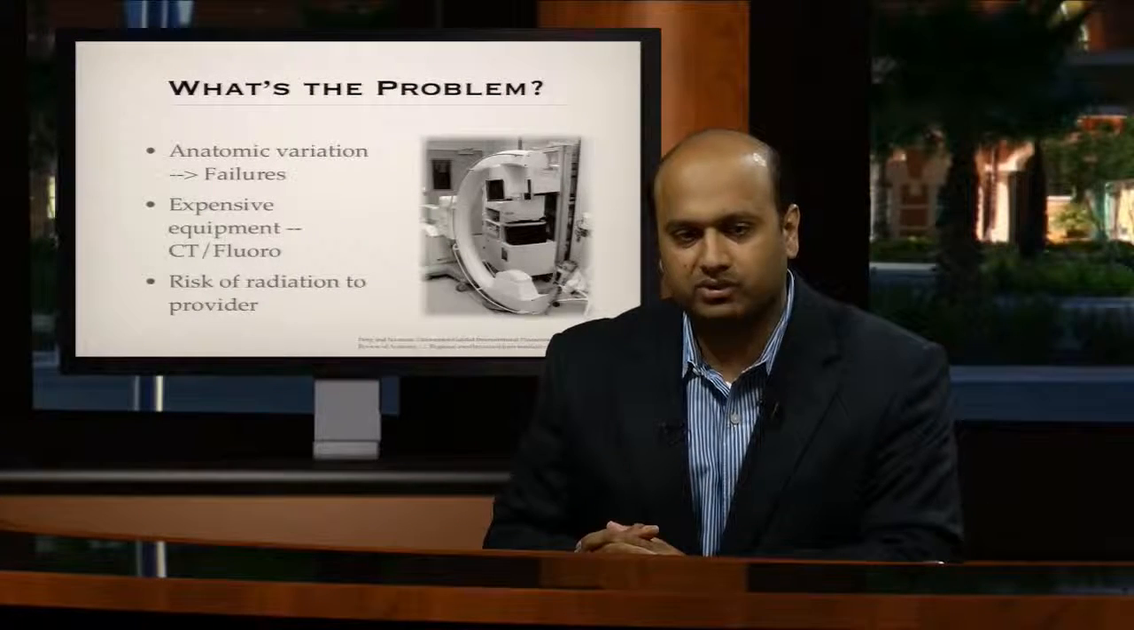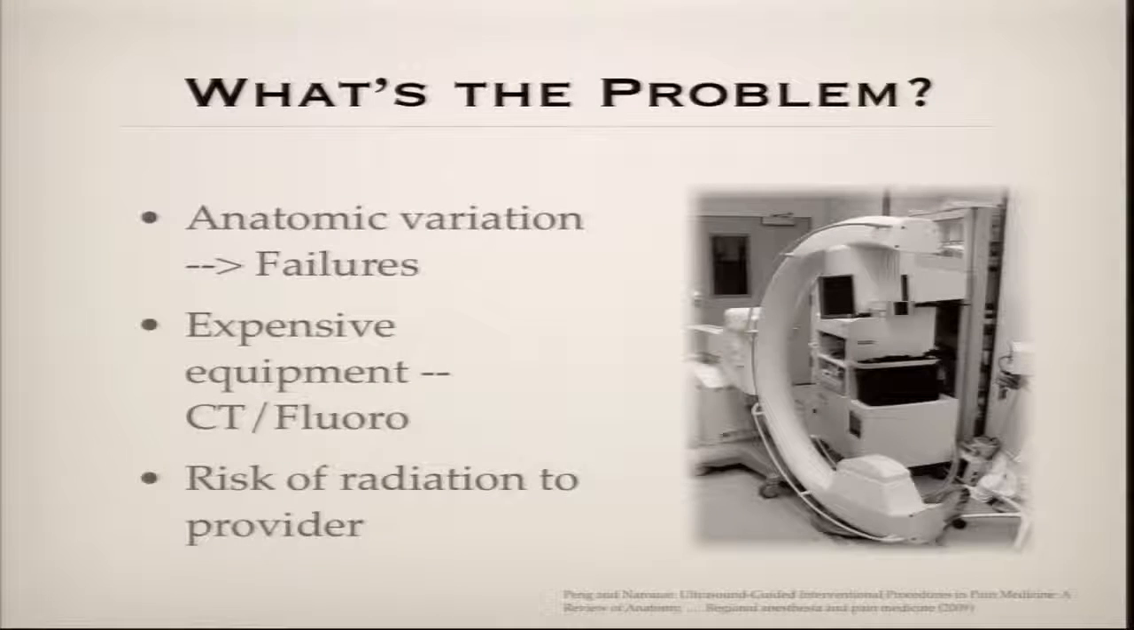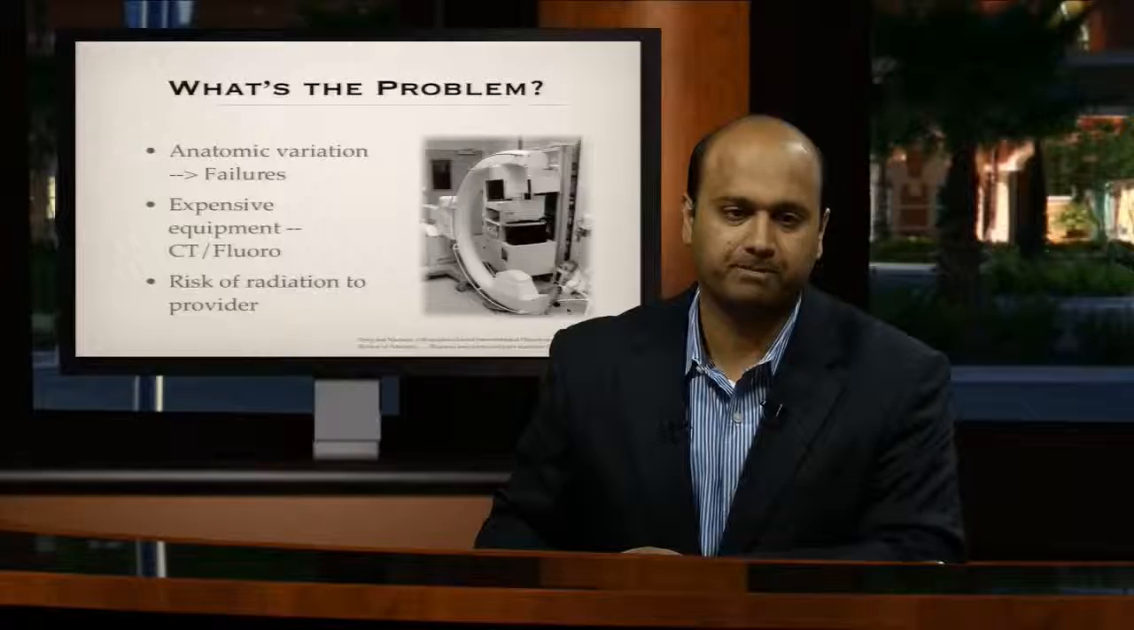One of the problems with traditional ways of doing chronic pain procedures is there's a lot of anatomic variation between patients, and this creates the opportunity for failure. In addition, the equipment that's used for chronic pain procedures can be expensive and often difficult to acquire. CT guidance and fluoroscopic guidance are high-tech equipment that requires special training and a large suite to operate in. Plus, there's the added risk of radiation to the provider over the long term with increased use of fluoroscopic equipment.